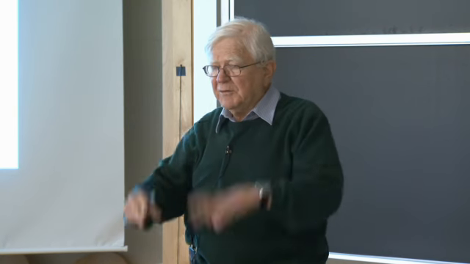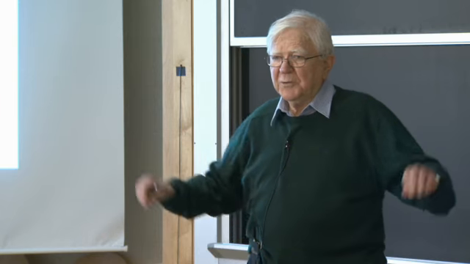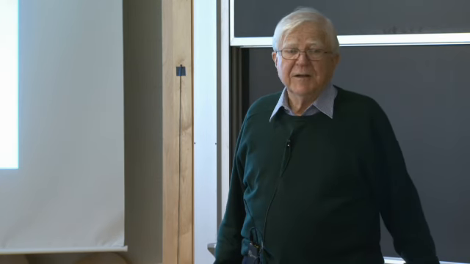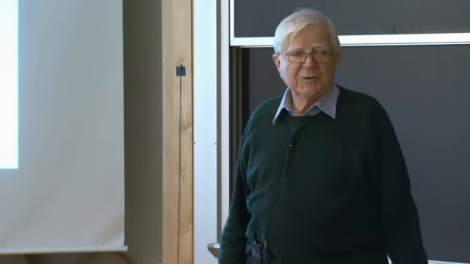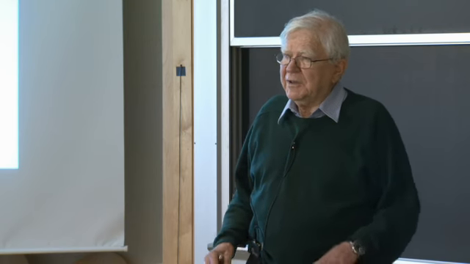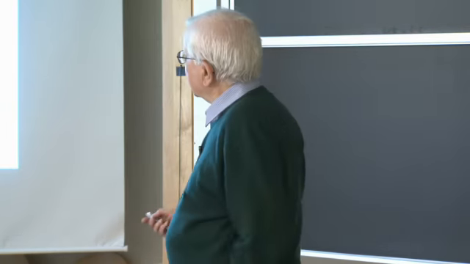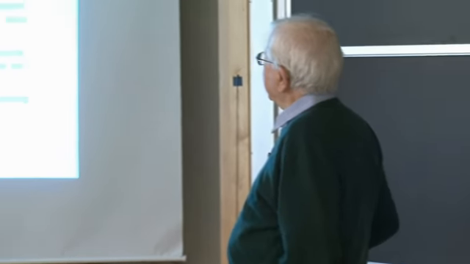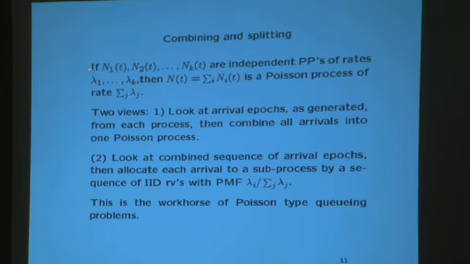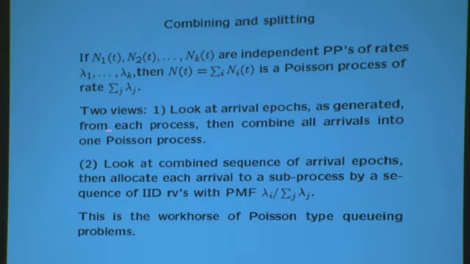Again, this is the view of someone from outer space throwing darts onto a line. If you have multiple people throwing darts on a line, but they're all equally distributed, all uniformly distributed over the line, this is exactly the model you get. So we have two views here. The first one is to look at the arrival epochs as generated from each process and then combine all arrivals into one Poisson process. So we look at all these Poisson processes and then take the sum of them and we get a Poisson process.